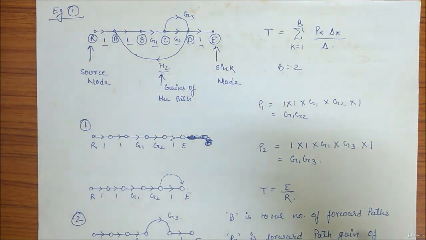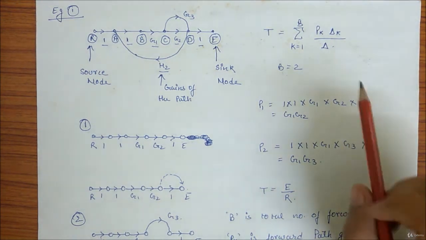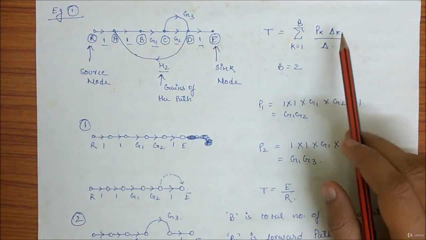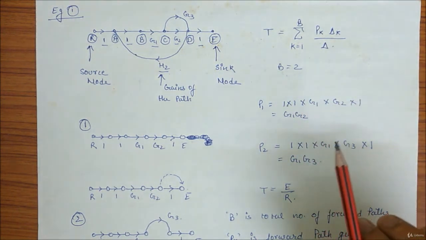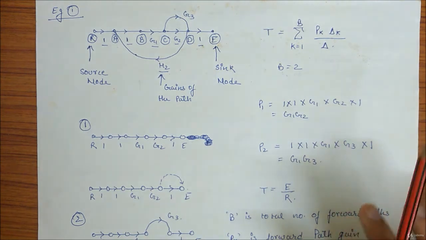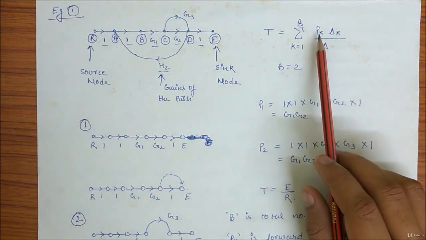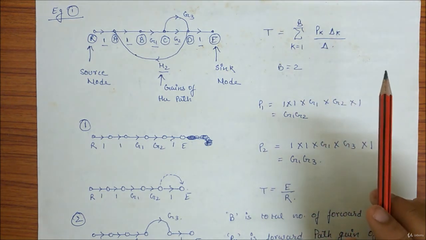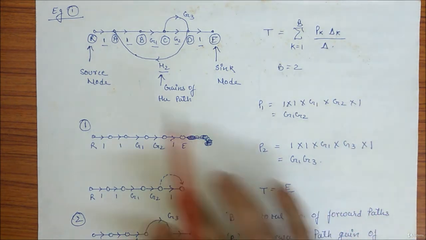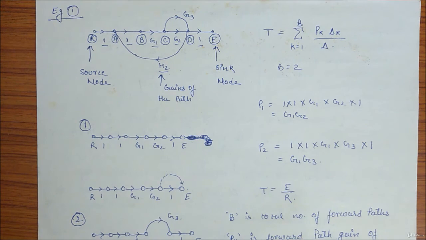I'll show you the significance of del k, and I'll also include some more examples so that you will be very clear about what the terms in the T equation of Mason's gain formula represent.